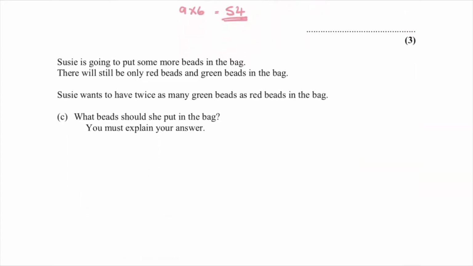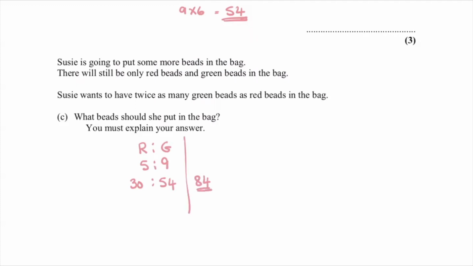So Susie is going to put some more beads in. There will still only be red and green, so we know we're not having a different color. She wants to have twice as many green as red in the bag. So what beads should she put in? What do we know already? We know that we've got red and green in a ratio of 5:9, and that there are 30 red and 54 green to make that 84.